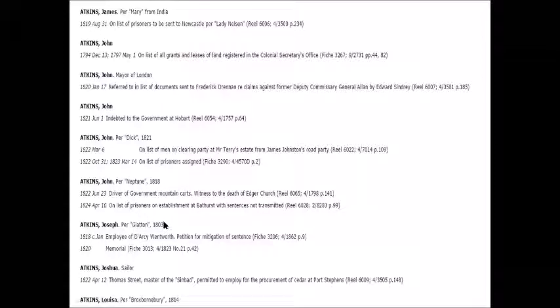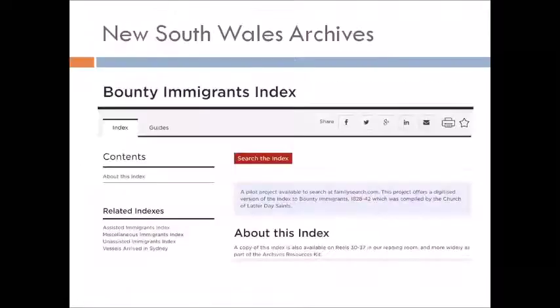So it's a quick way, if you're not sure that your guy was a convict, try something like the Colonial Secretary's Correspondence. It's got a lot of information in there. It's also got a lot of information about the soldiers, the sailors, the free settlers that did come in the early years. There weren't that many of them, but they did come out.